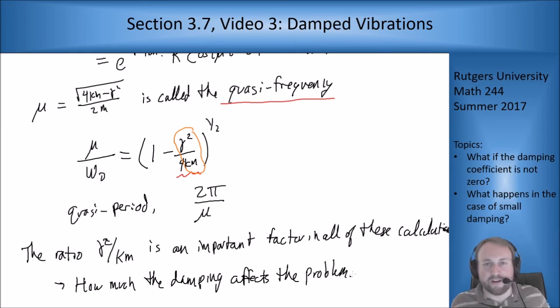All right, so that's it for this video. In the next one, we're going to talk about critically damped and overdamped solutions and how they behave differently than this one. And we'll show some Maple code to show how these all work and what they all look like.